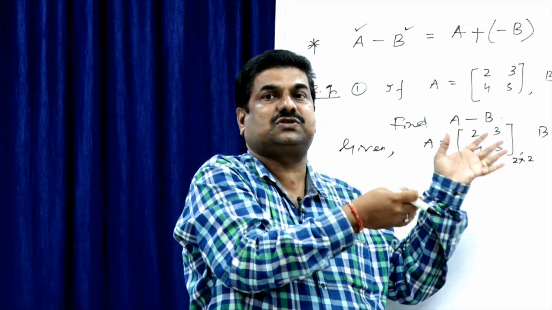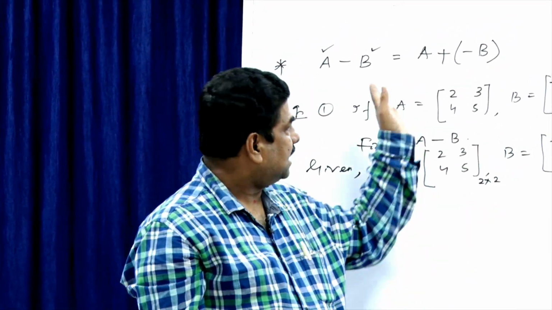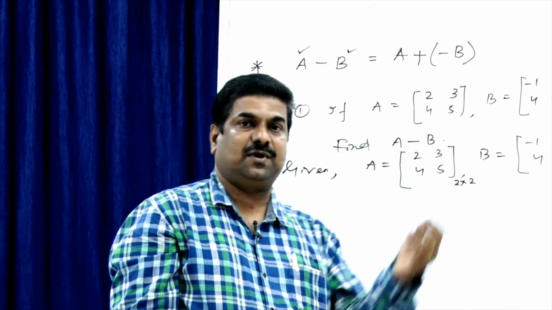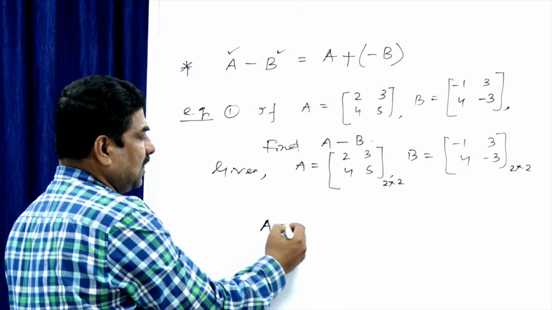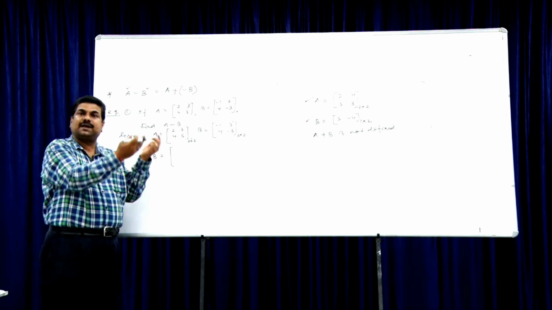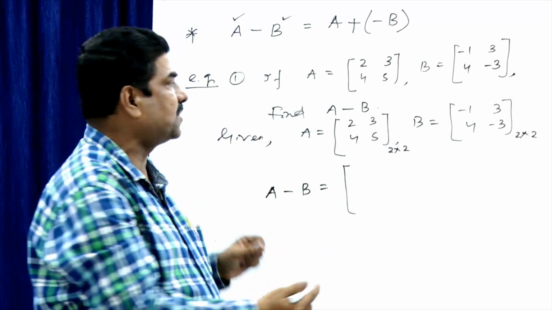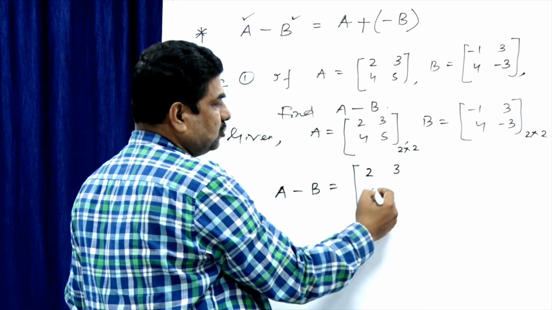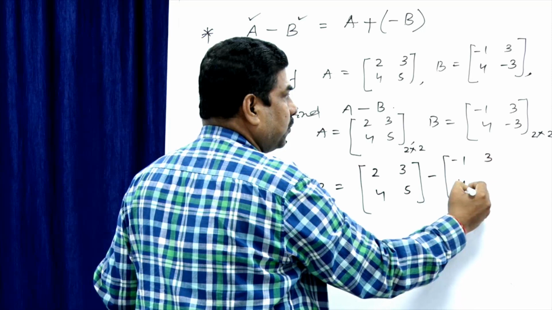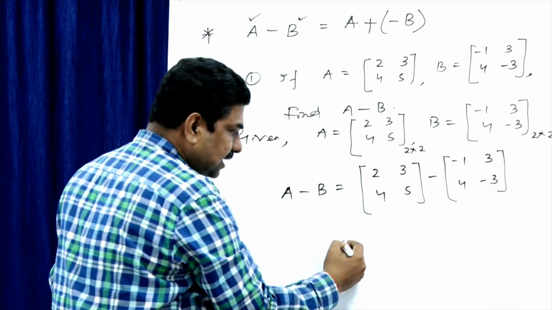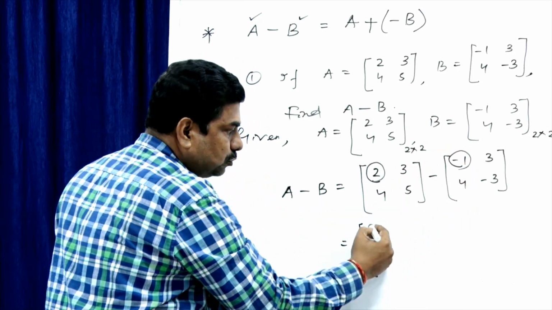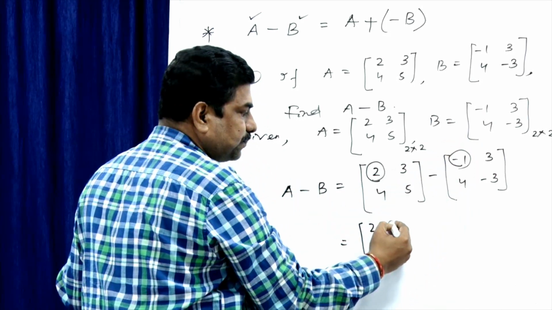Same as in the case of addition, these two are of the same order. In the case of subtraction of two matrices, A and B are of the same order. In case of addition you add the corresponding elements, but in case of subtraction you subtract the corresponding elements. That means [2 3; 4 5] minus [-1 3; 4 -3]. First you have to subtract 2 minus of minus 1. Here 2 minus of minus 1 is plus 1.